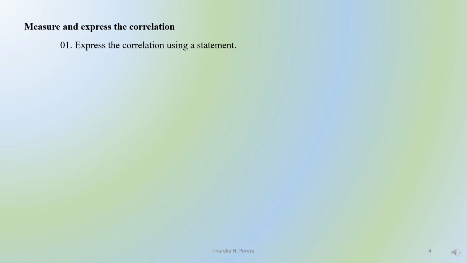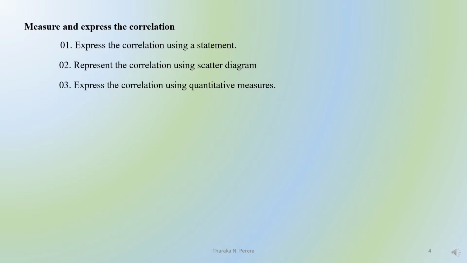Although this is the simplest way of expressing the correlation between two correlated variables, it gives no idea about the strength of the correlation because there is no quantified measurement. Then we use the second way, representing the correlation using a scatter diagram. Third, expressing the correlation using quantitative measures.